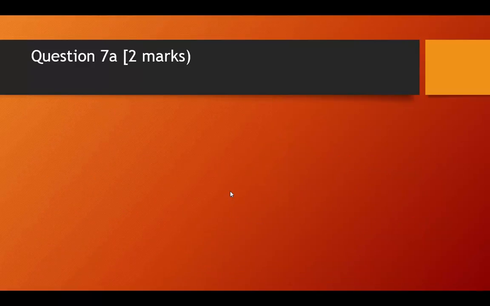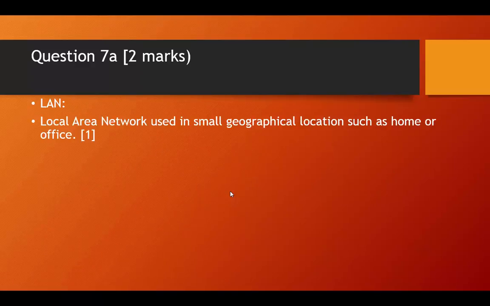Question 7a, 2 marks. The difference between LAN and WAN. LAN is local area network. You won't get any marks if you just say that. You've got to expand. It's used in a small geographical location. That's the keyword the examiner is looking for. So, things such as homes or office.